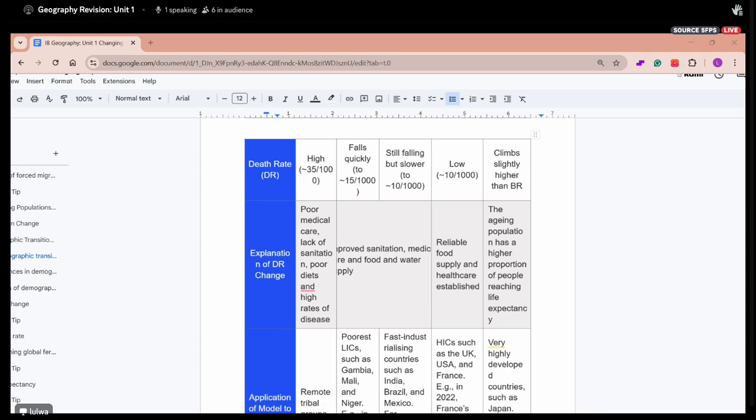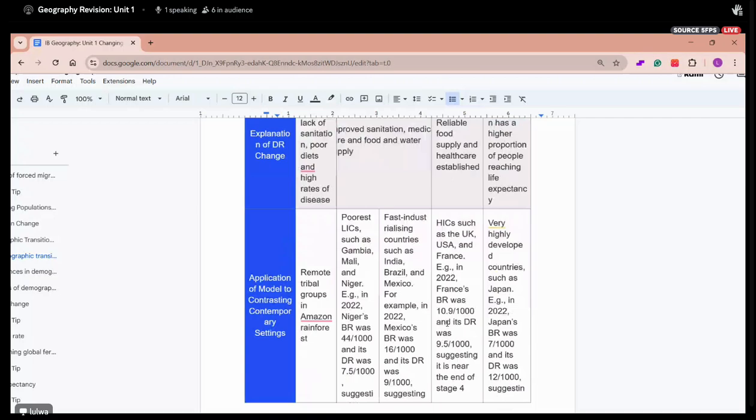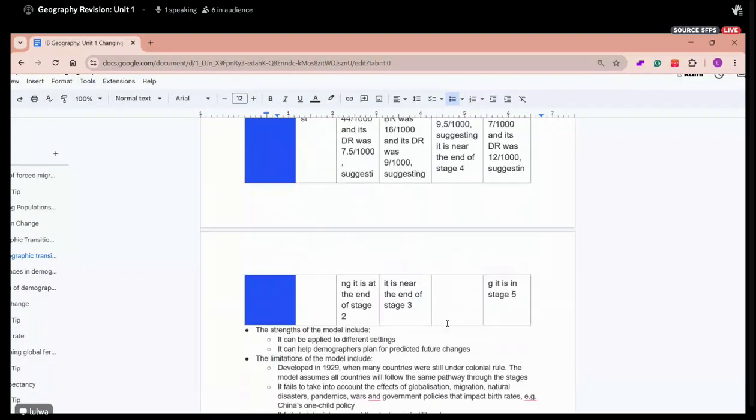So, yes. So here's why there'd be a change, and here are some examples. So yes, I'll move on.